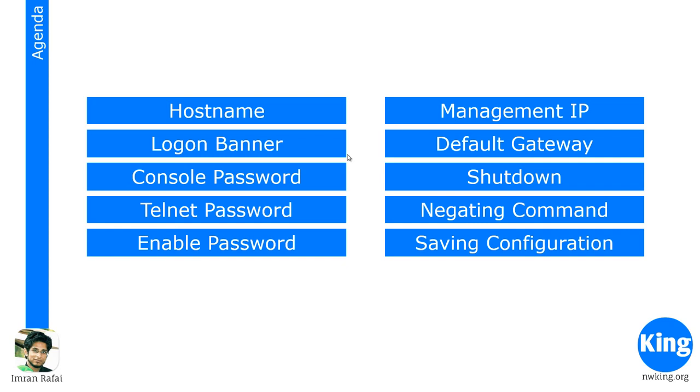Then the default gateway. How do we set the default gateway? You do it from the global config saying ip default-gateway, and you can give the gateway address. And finally, how do we save the configuration? You can do write, or you can do copy running config to startup config.